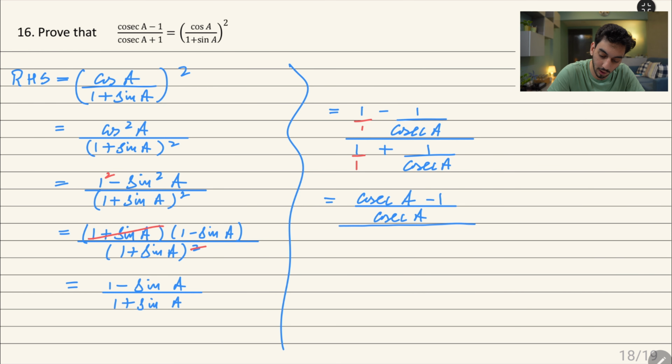the whole thing, upon cosec A plus 1 upon cosec A. Now the denominator of the numerator and the denominator of the denominator can just cancel out, and I'm finally left with whatever is my required answer, which is cosec A minus 1 upon cosec A plus 1, and that is it.